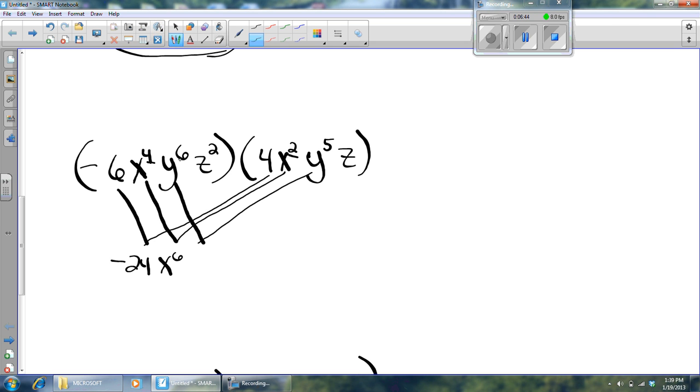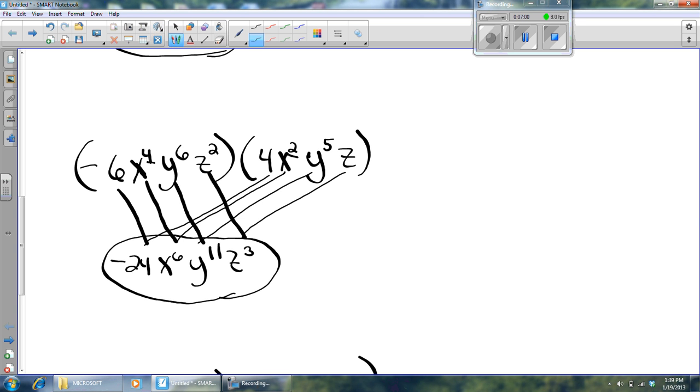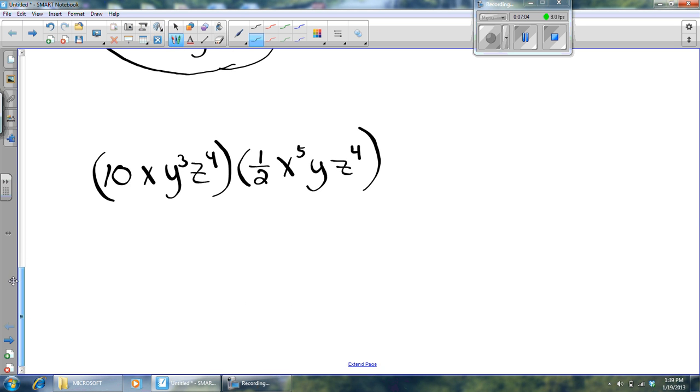Now I got to do the y's. y to the 6th and a y to the 5th. That'd be a y to the 11th. And finally, I've got a z squared and a z. There's 3 z's altogether. And there we go. Pretty simple stuff. Okay, let's try this one. Last one. Again, go ahead and pause the video and see what you can do on your own.